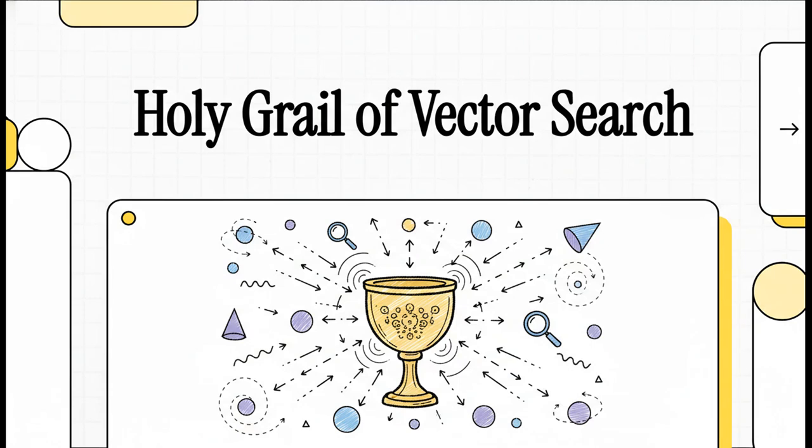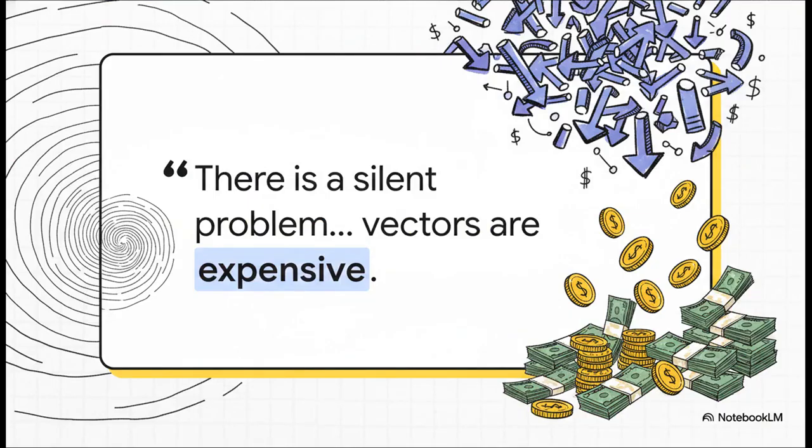All right, today we are diving into something that might just be one of the biggest breakthroughs in AI efficiency we've seen in a while. We're talking about a quest for what you could call the holy grail of vector search. And it all starts right here.